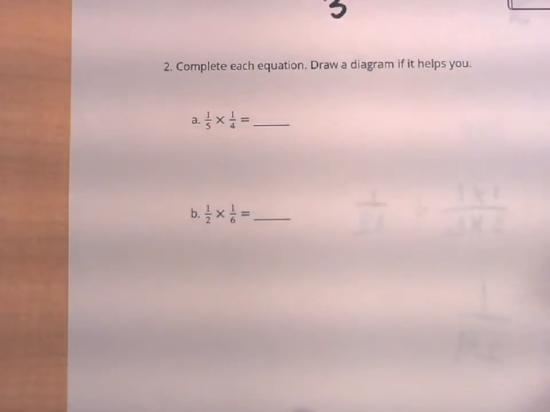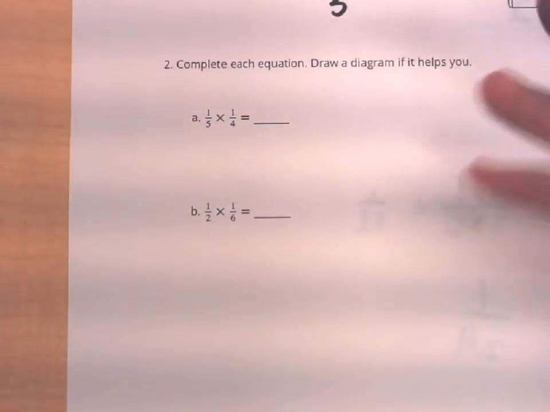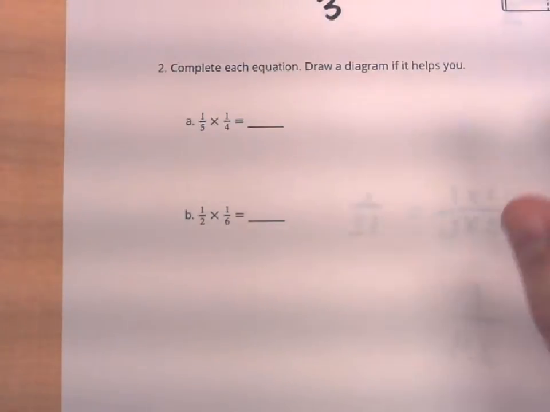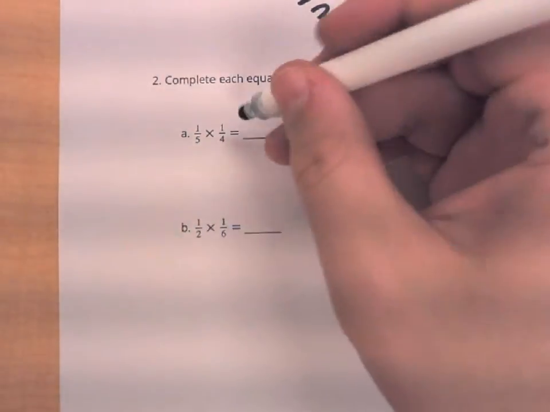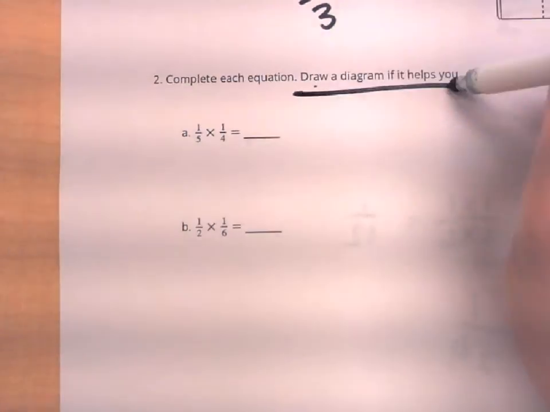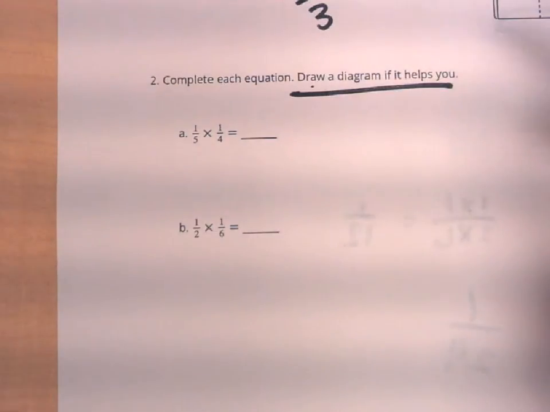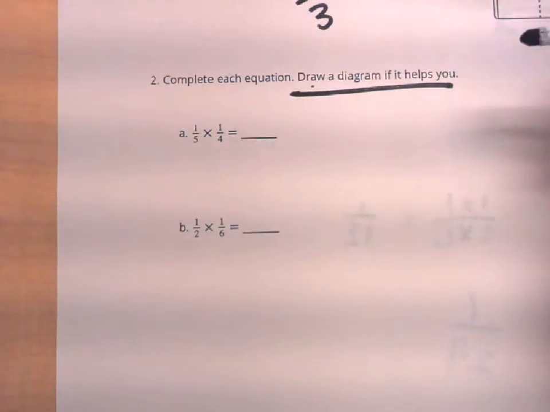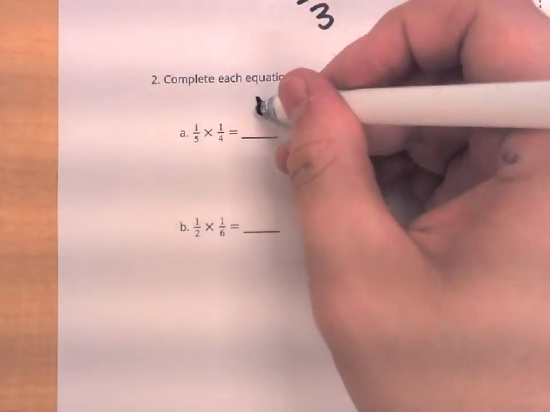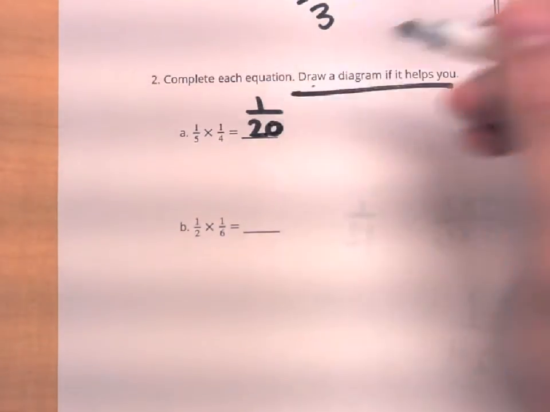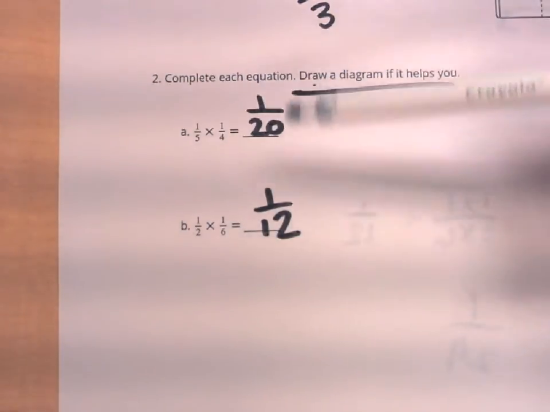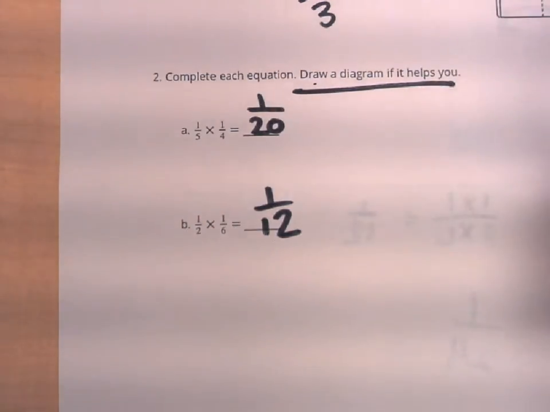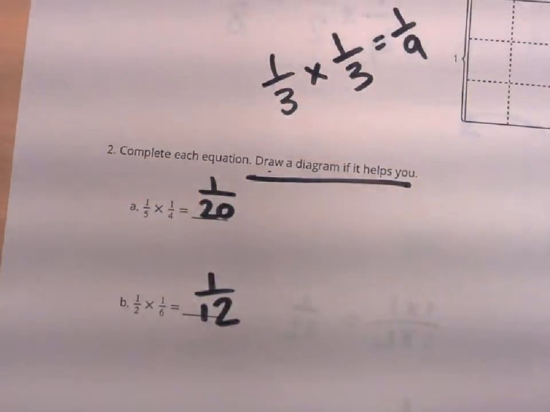Lastly, these 2 questions are just like the 2 we just went over. It's simply a computation problem where they're multiplying both fractions, and they are prompted to use a diagram if it would help them. But again, many students simply use the rule to quickly and efficiently determine the products. So that is lesson 3 in a nutshell.